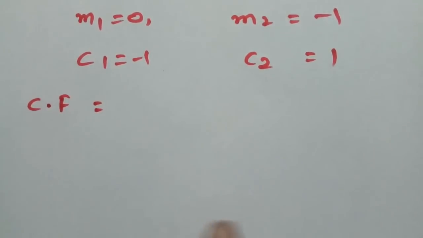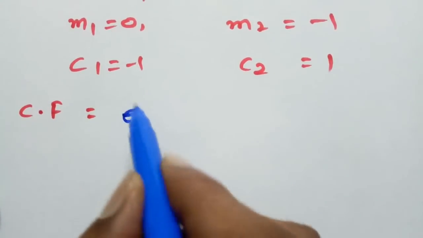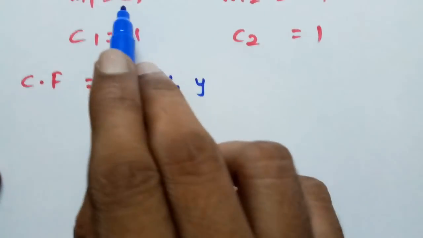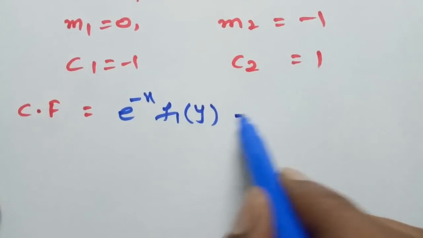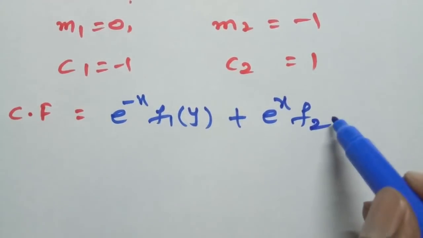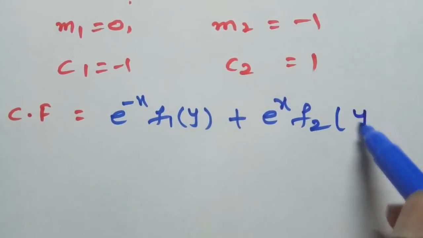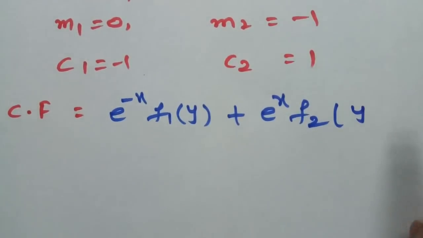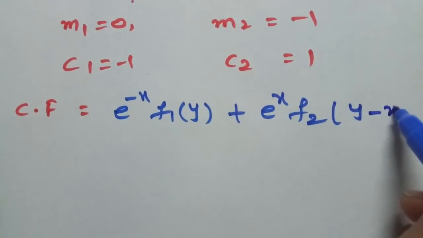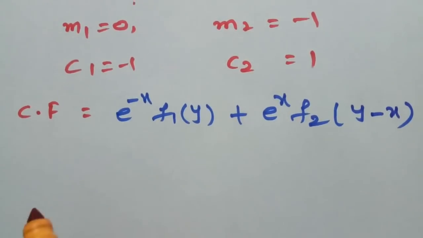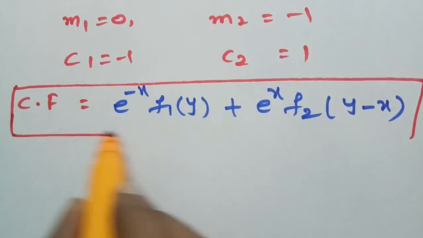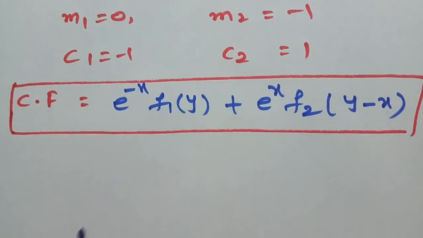CF is equal to e to the power of c1x into f1 of y plus m1x, plus e to the power of c2x into f2 of y plus m2x, that is, f2 of y minus x. This is the complementary function for the given equation 1.